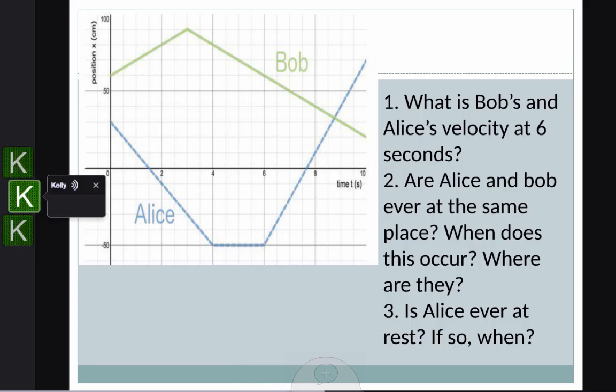2. Yes, Alice and Bob are in the same place at 9.5 seconds because this is where the two lines intersect. This is at 9.5 seconds and 34 centimeters. 3. Yes, Alice is at rest from 4 to 6 seconds because she does not have a slope.